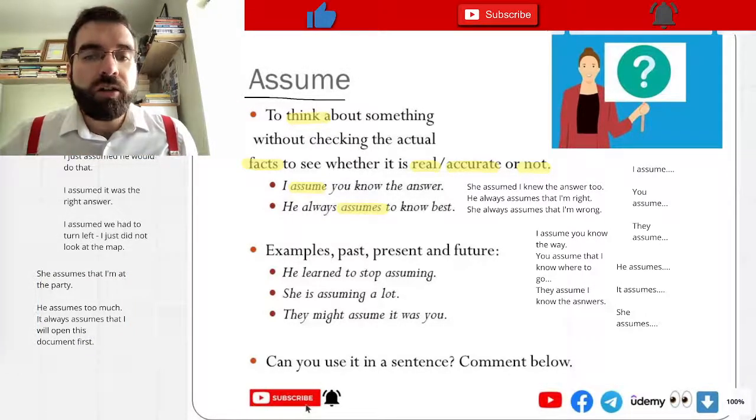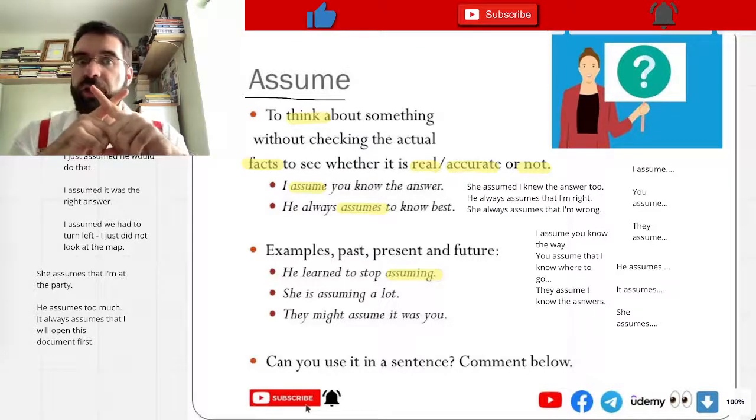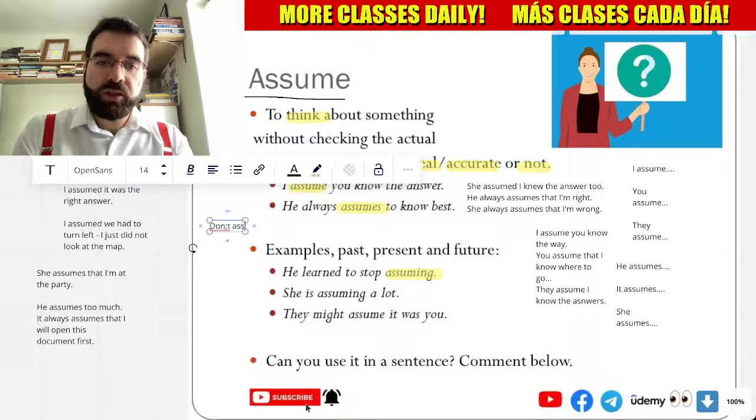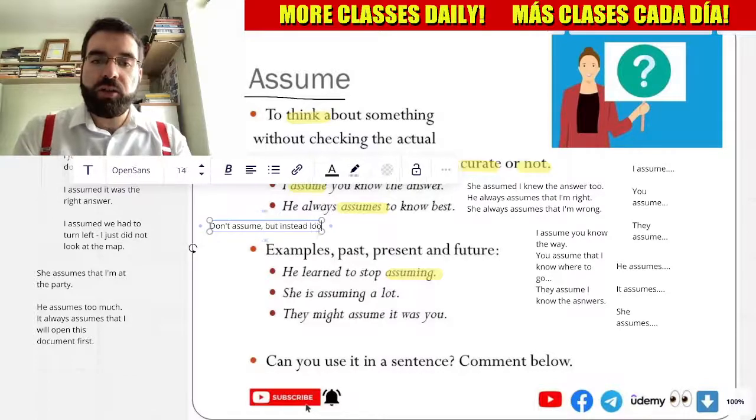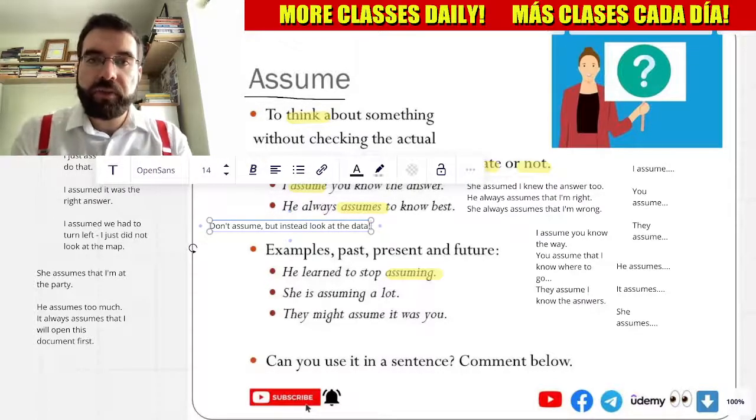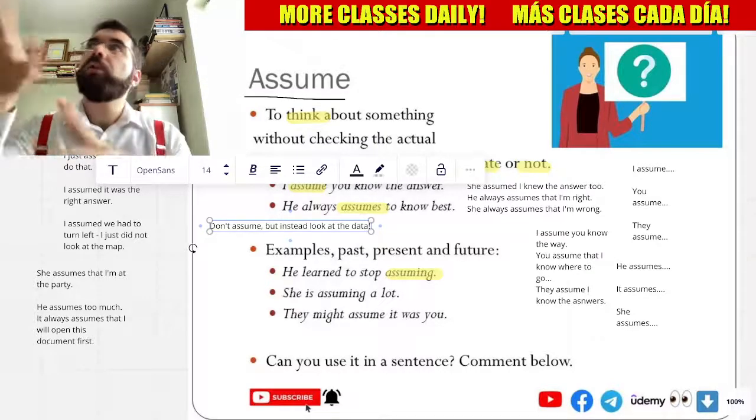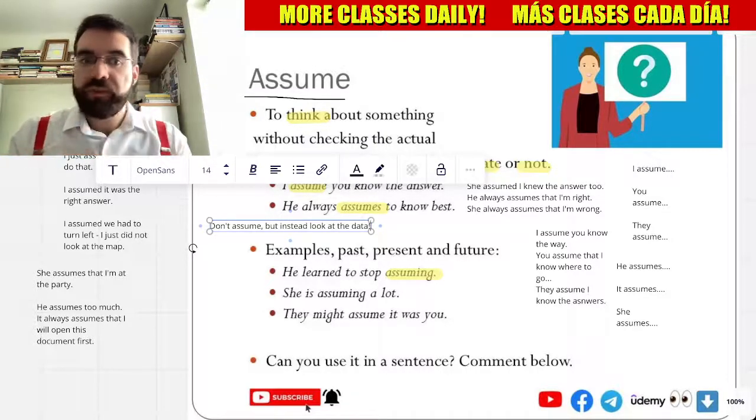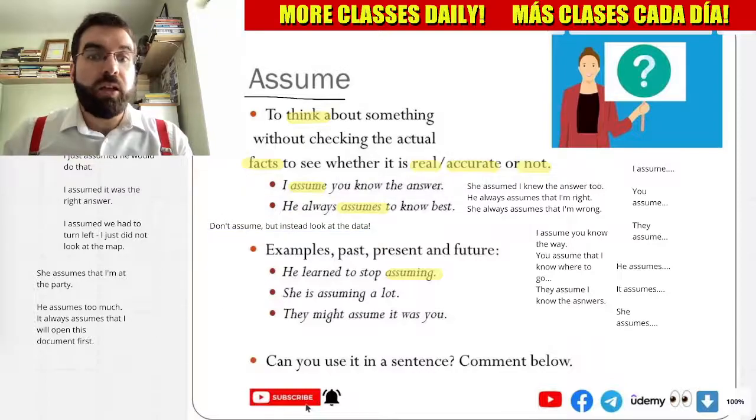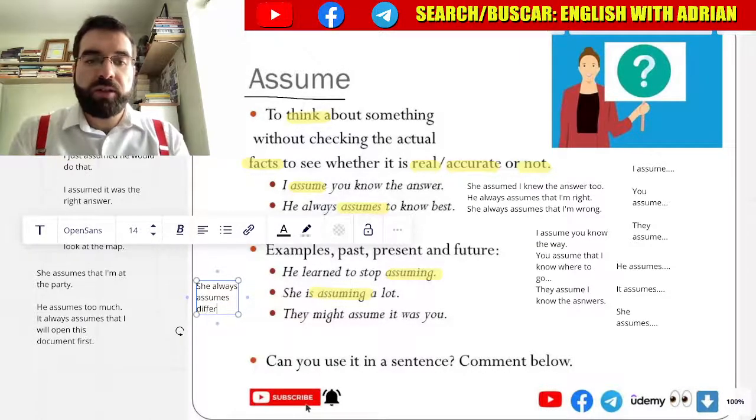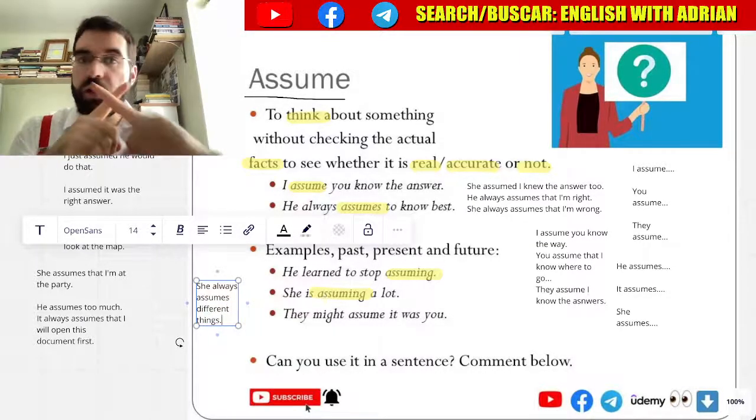I learned to stop assuming. Very important. Don't assume, but instead look at the data. Look at the numbers. Not just assume things. Oh, it must be correct. No. She is assuming a lot. She always assumes different things. Yeah, not good.